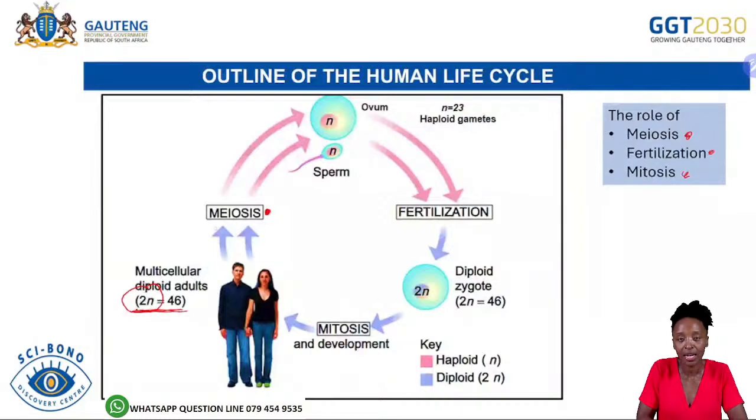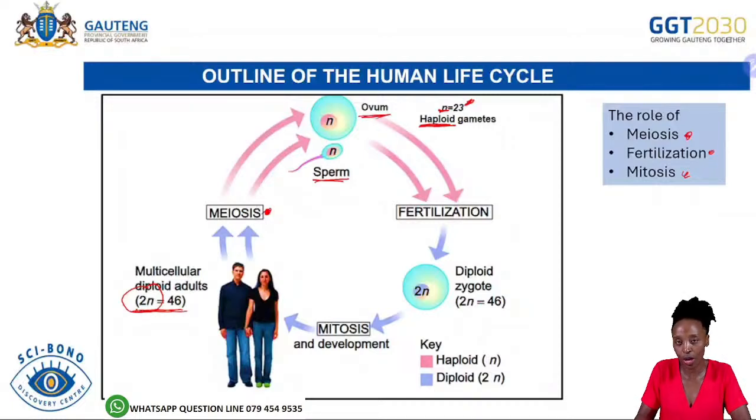When it takes place, it ensures that the number of chromosomes is what? Is reduced, is halved. So then the sperm and the egg, or the ovum that is produced, will have how many chromosomes? It will have 23. And it is no longer diploid, but it is what? It is haploid, and it is represented by the letter N. I am referring to the human because we are looking at human reproduction. Hence, we are talking about the number of chromosomes. That is what? 46.